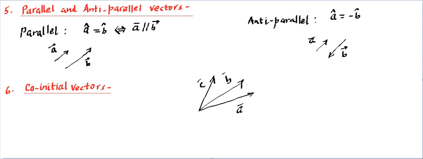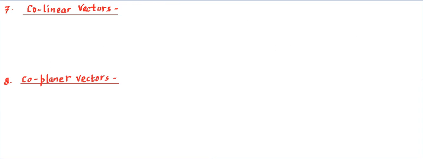So this is another categorization. Let's move ahead and talk about two more important types of vectors. The seventh is collinear vectors. Two vectors are said to be collinear if they lie along the same line. If we have this vector A and we have a B vector along the same line, then we say they are collinear vectors. Basically they may be in the same direction, or they may be in the opposite direction, but they are lying on the same line. That's what it says. So this is known as collinear vectors.